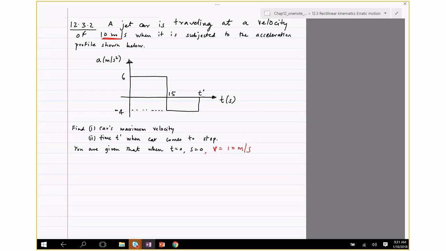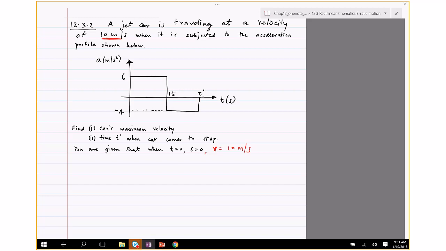Okay, so the first question is find the maximum velocity. First of all, you've got to figure out where in this particular plot it achieves maximum velocity. It starts off with 10 meters per second. This, by the way, is not a velocity plot. This is an acceleration plot. At some point of time it hits a maximum velocity. You've got to find where that time is. Once you find that time, you can then evaluate what the maximum velocity is.